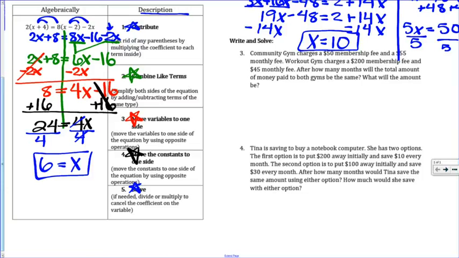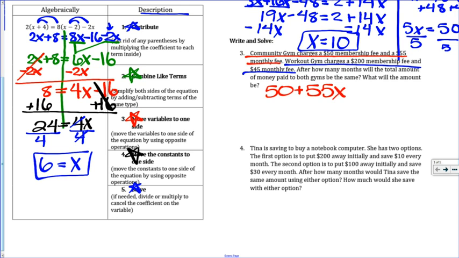So we're looking at community gym versus workout gym. So your membership fee is going to be your y-intercept. You're only charged that one time. And then $55 for every month. We're looking for how many months until they're the same price. So that monthly fee is going to be your variable.